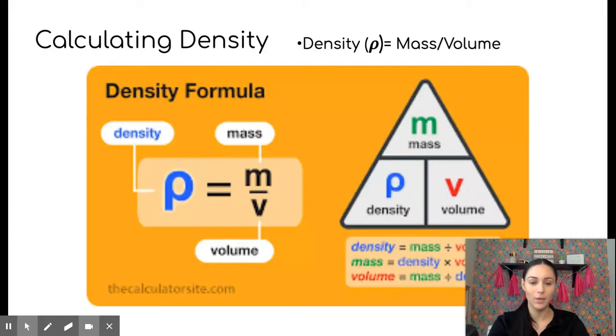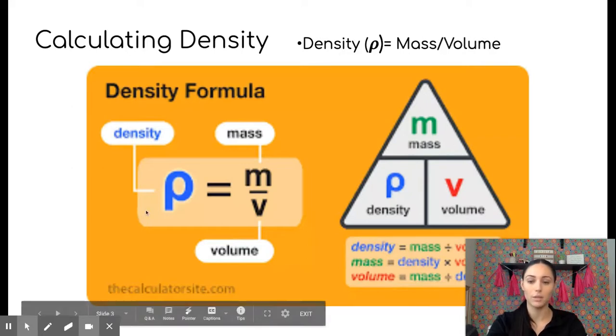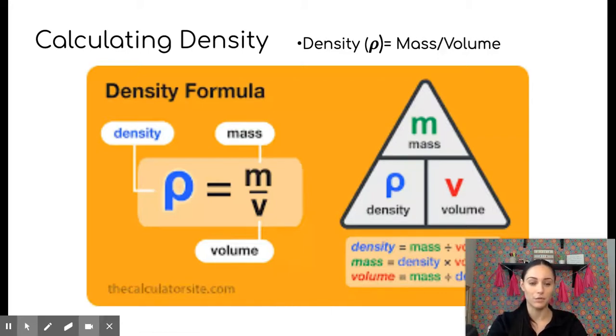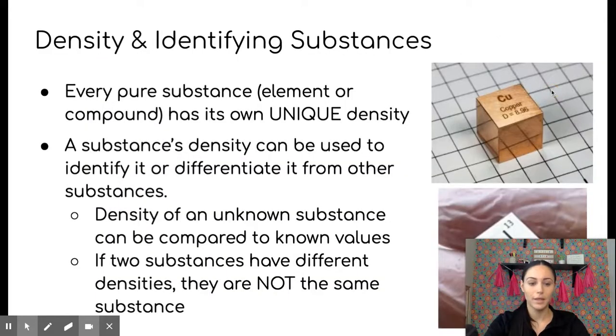So now let's talk about how we calculate density, which is something that you will be doing in this unit. The formula for calculating density is rho, which is this small lowercase p looking letter, which represents density, equal to m over v, or mass divided by volume. Now, as I mentioned at the beginning of the video, density is a property of matter.